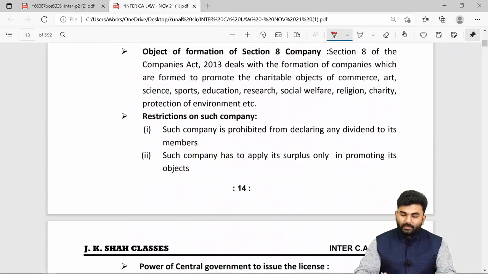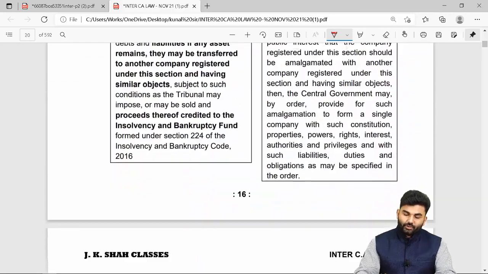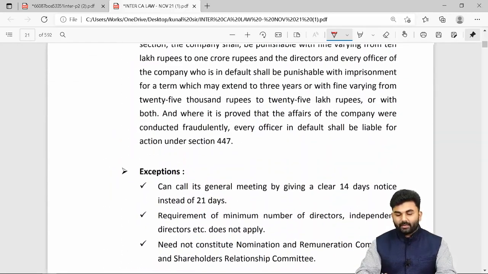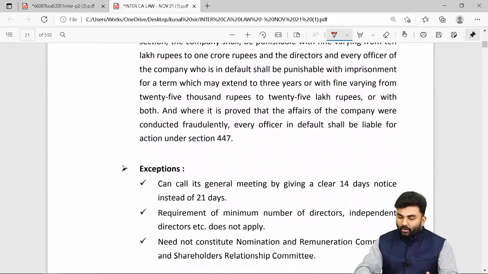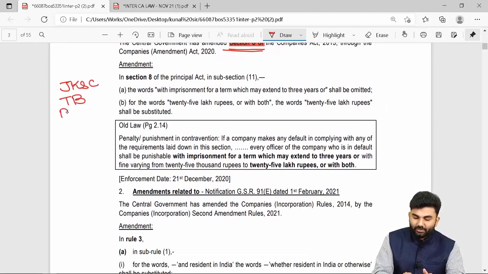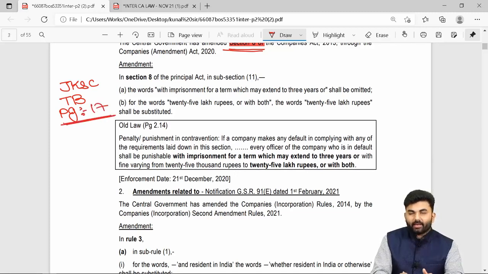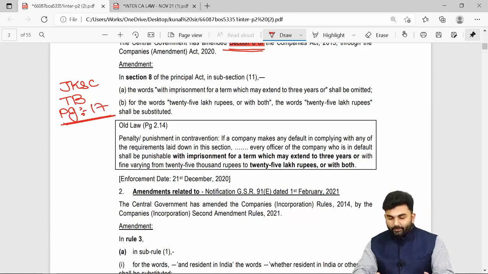Non-profit company. The concept is given on page number 14, but the changes you need to make are under the penalty part, which is given on page number 17. So for this amendment, you need to make necessary changes in your JKSS textbook, page number 17. What are the changes you need to make over here? The changes are towards the penalty provision.